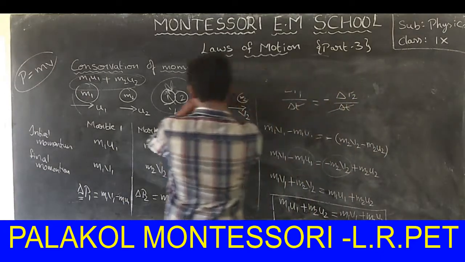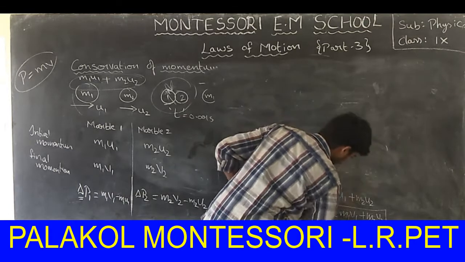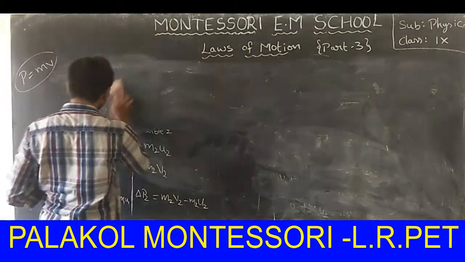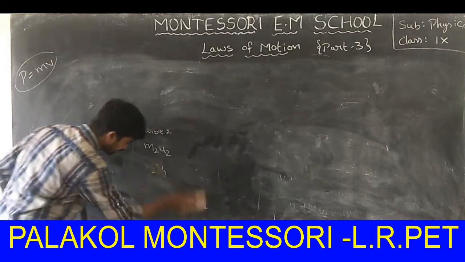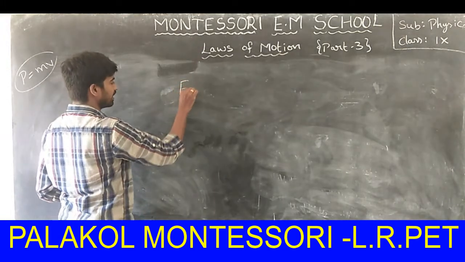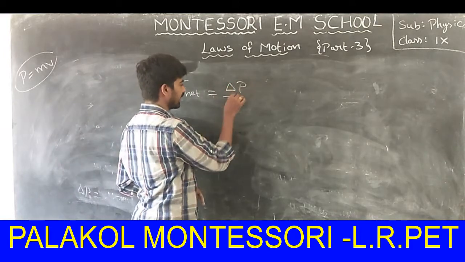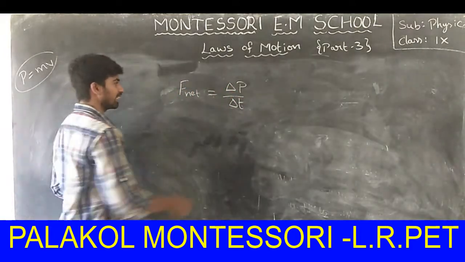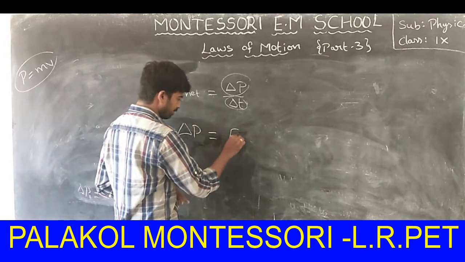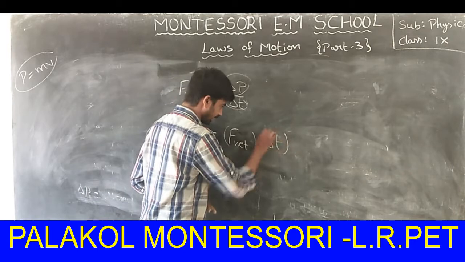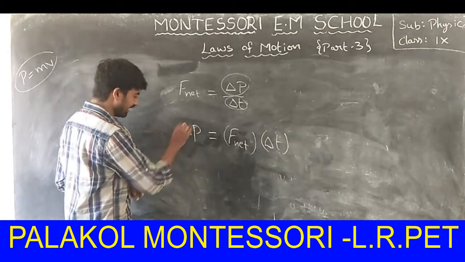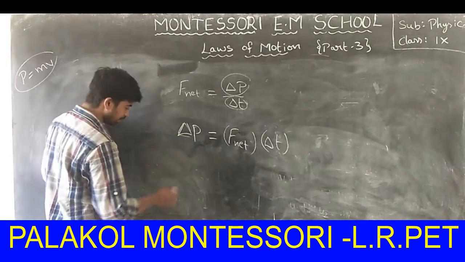So let us discuss impulse. According to Newton's second law of motion, what is the equation format? The equation is F net is equal to delta P by delta T. Bring this delta T to this side, then delta P is equal to F net into delta T. Here delta P is the change in momentum. Delta indicates change. We call this change in momentum impulse.